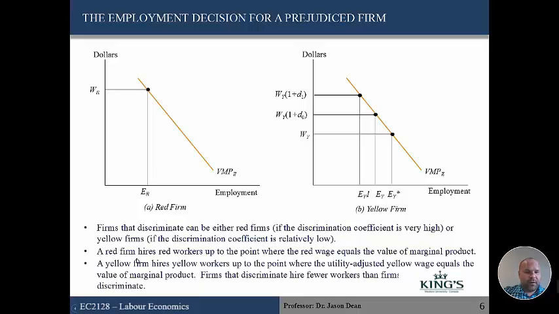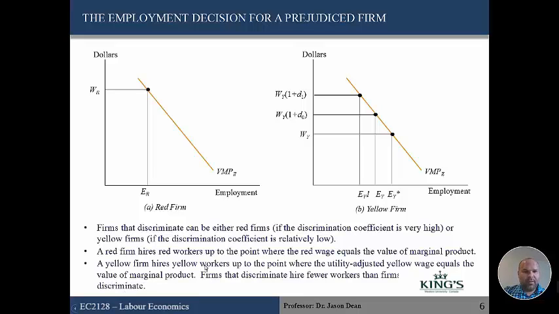So a red firm will hire red workers up to the point where the red wage equals the value of the marginal product. Okay, so that's the diagram on the left. Now, if this utility adjusted wage is less than the red wage, then they're just going to hire yellow workers. And how many yellow workers they'll hire depends on the discrimination coefficient. So a yellow firm hires yellow workers up to the point where the utility adjusted yellow wage equals the value of the marginal product. And firms that discriminate hire fewer workers than firms that do not discriminate.